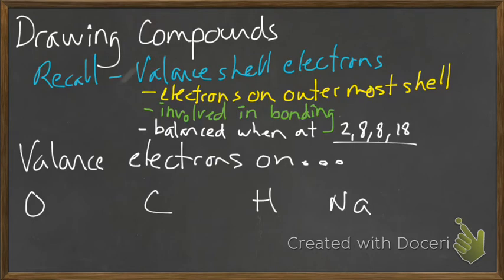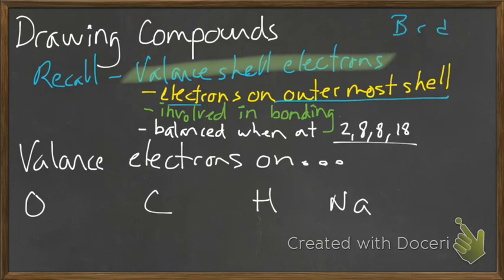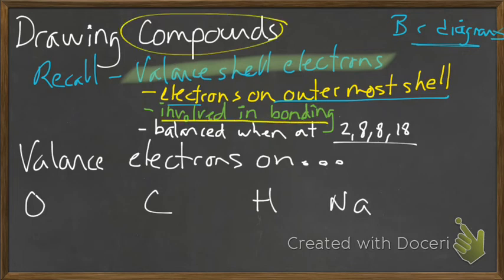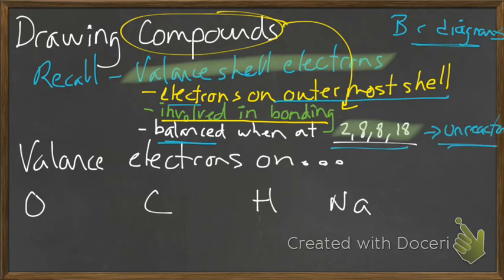One thing we want to recall is our valence shell electrons. These are the electrons on the outermost shell. So if we think about our Bohr diagrams, which was 2 videos ago, I believe. These electrons are involved in bonding, which is very important when we consider compounds because that's how compounds are made, with bonding, right? We also have to keep in mind this order of 2, 8, 8, 18. Atoms are balanced when they are at this level. Therefore, they are unreactive. And that's where they always want to be.